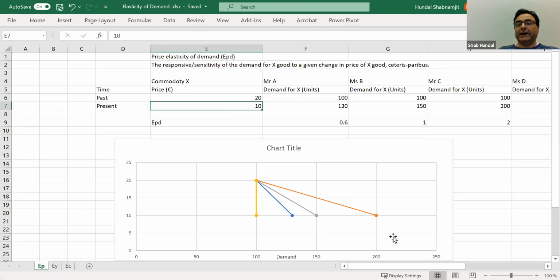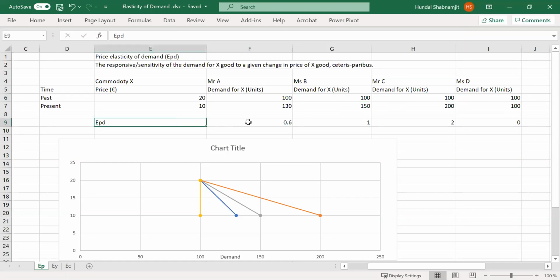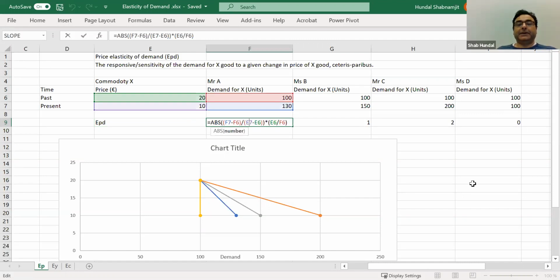But because we don't have only one human being, we have 4 human beings here. I took the starting demand as 100, 100, and 100 for everybody. So I'm measuring Mr. A's demand for X, Miss B's demand for X, Mr. C's demand for X, and Miss D's demand for X. Here, my starting point is 100, 100, 100, the same starting point, so that we have the same base denominator. And once we have this, we can calculate the price elasticity of demand.